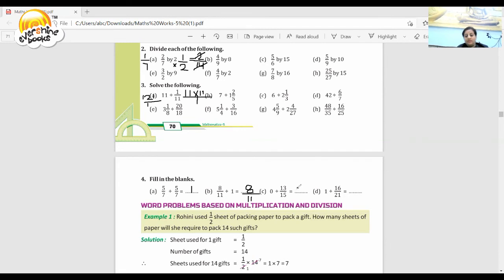0. When we divide 0 by a number, we will get 0 only. When we divide by 1, we will get 16 upon 21 only. The same number we are going to get when we divide it by 1. Got it? Yes, got it. Now we will do the next exercise also.